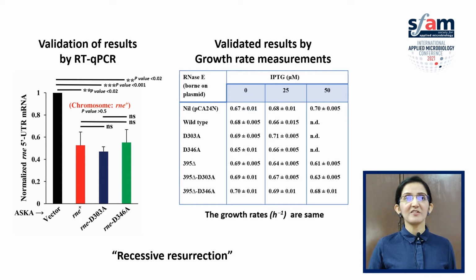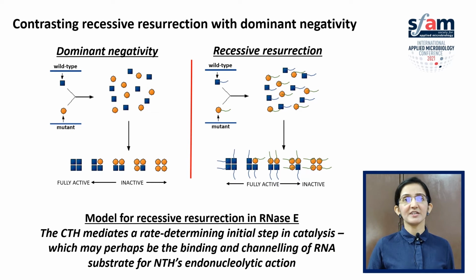Interestingly, the same 5' sensor and active site mutations that show the phenomenon of recessive resurrection in full length confer dominant negativity when the C-terminal half is deleted. This suggests that the CTH is involved in mediating the phenomenon. Accordingly, the proposed model is that CTH mediates a rate-determining initial step in catalysis, which may perhaps be the binding and channeling of RNA substrate for NTH endonucleolytic action.